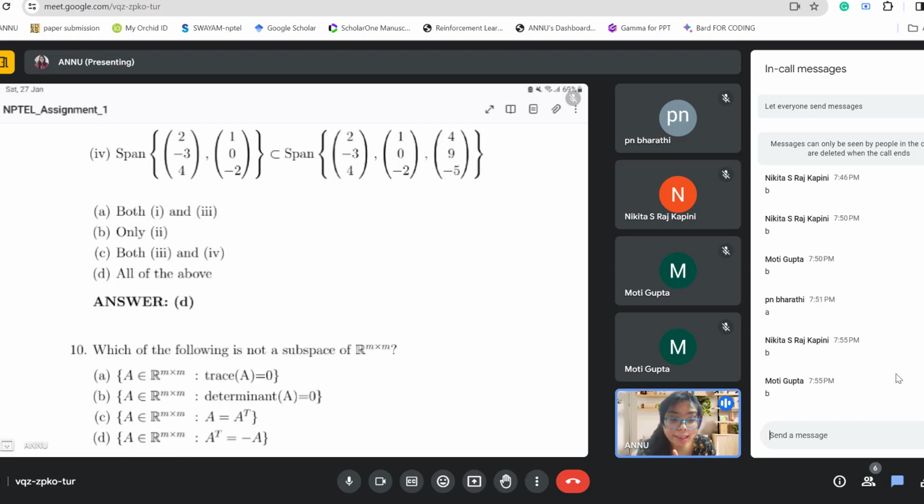Okay, so Nikita and Moti are almost correct in all the problems. So the answer is determinant. That is very straightforward. The determinant you have to calculate using cofactor. If you have taken any particular value, then you have to find the minor determinant, then again the next value, then the minor determinant, like that. So it is not a subspace, as we saw.